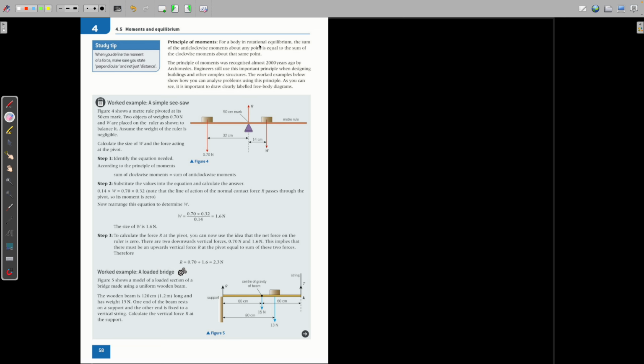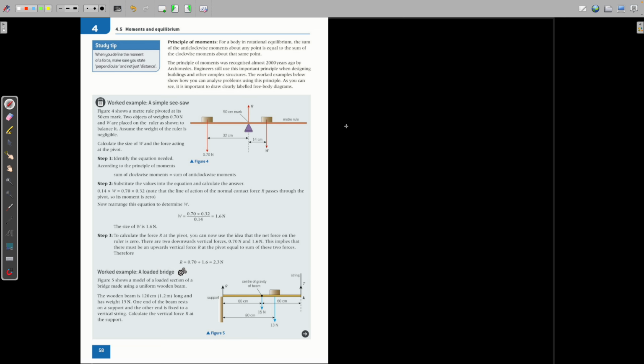For a body in rotational equilibrium, the sum of the anticlockwise moments about any point is equal to the sum of the clockwise moments about the same point. The example here is a seesaw. You've got a clockwise moment on this side, due to this weight here at a certain distance from this pivot. And then you've got an anticlockwise moment due to this weight at this distance here, 32 centimeters. These are all perpendicular, so you don't have to worry about trigonometry here. In the question, the unknown is the weight, and you're trying to find the weight. So you want to set up an equation.